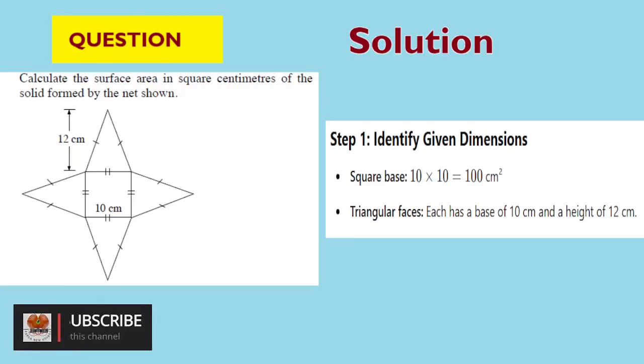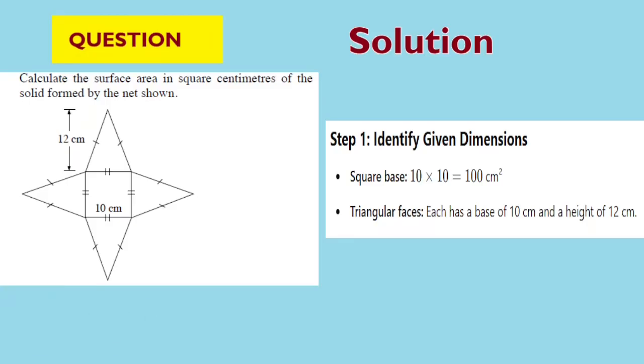The given net consists of a square base and 4 identical triangular faces, forming a square-based pyramid. Let's calculate the surface area step by step. Step 1. Identify given dimensions. Square base, 10 times 10 equals 100 centimeters squared. Triangular faces each have a base of 10 centimeters and a height of 12 centimeters.